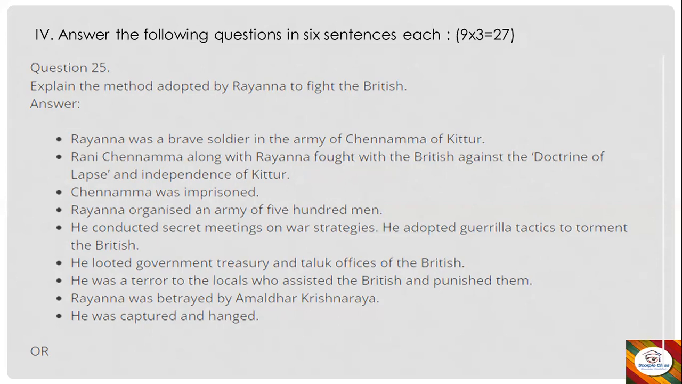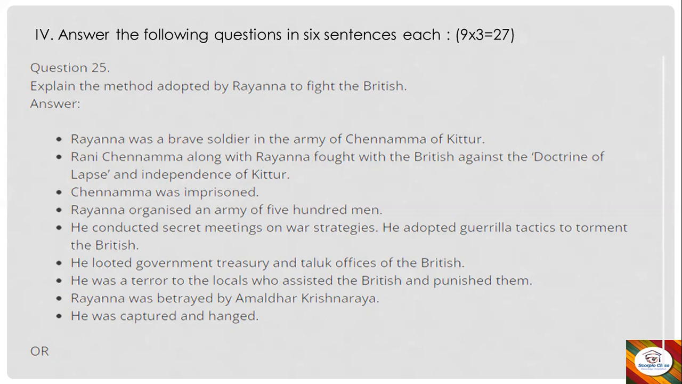Question 25, explain the method adopted by Ryanna to fight the British. Answer: there were various measures or methods adopted by Ryanna. So these are the following points. Ryanna was a brave soldier in the army of Chennamma of Kittur. Rani Chennamma, along with Ryanna, fought with the British against the doctrine of lapse and for the independence of Kittur. Chennamma was imprisoned. Ryanna organized an army of 500 men. He conducted secret meetings on war strategies.